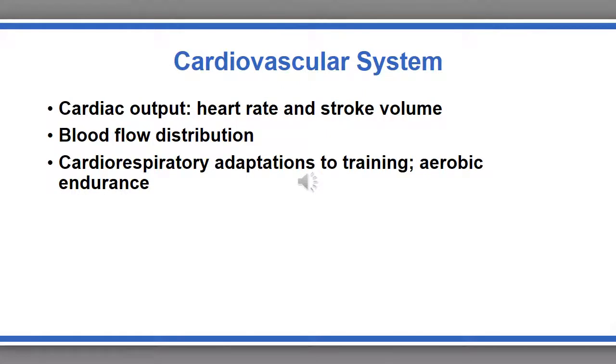Looking at some study from the cardiovascular system, we have cardiac output, the amount of blood pumped out of the heart each minute. It's a function of both heart rate, your number of beats per minute, and stroke volume, the amount of blood pumped per beat. And we look at blood flow distribution. Cardiovascular adaptations to training, and aerobic endurance. During physical activity, cardiac output increases as the muscles use more oxygen. Oxygen uptake increases in direct response to the intensity of the exercise until maximal oxygen uptake, or VO2 max, is reached.